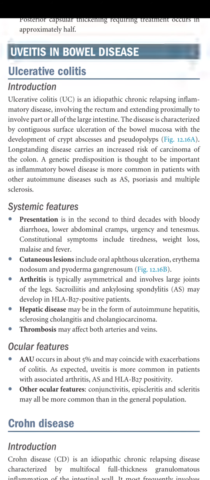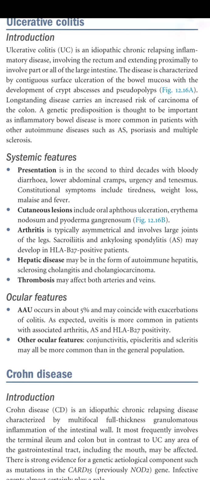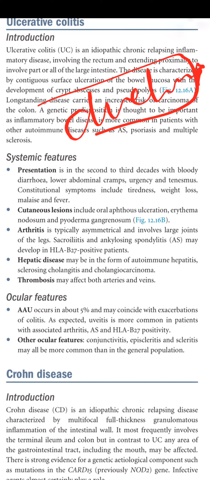What are the systemic features of ulcerative bowel disease? And then there are ocular features. Presentation is in the second to third decade with bloody diarrhea, lower abdominal cramps, urgency, and tenesmus. Constitutional symptoms include tiredness, weight loss, malaise, and fever. So there is going to be lower bloody diarrhea, lower abdominal pain, urgency to evacuate, and tenesmus, and other symptoms include tiredness, weight loss, malaise, and fever.